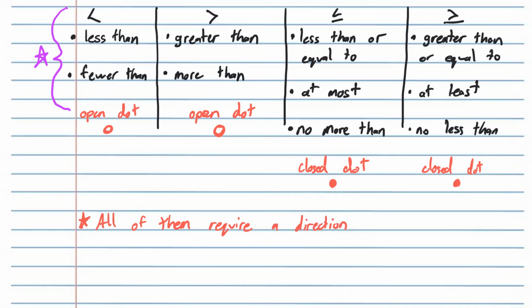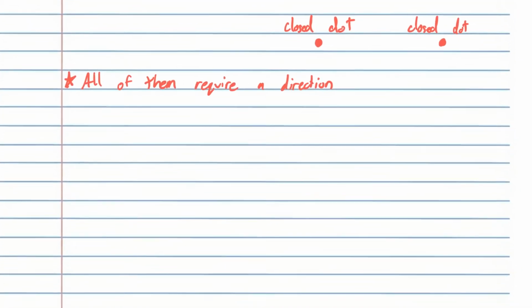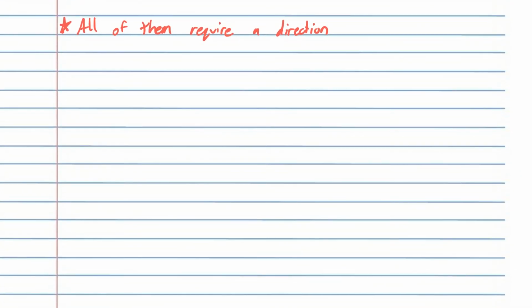You have to tell the person who's reading your answer what your actual answer is and the direction it's going in. So if it's less than, we're going to the left. If it's greater than, we're going to the right. All right, let's take a look at a couple of examples so you can see what I'm talking about. We're not actually solving anything yet. We're just going over the basics.